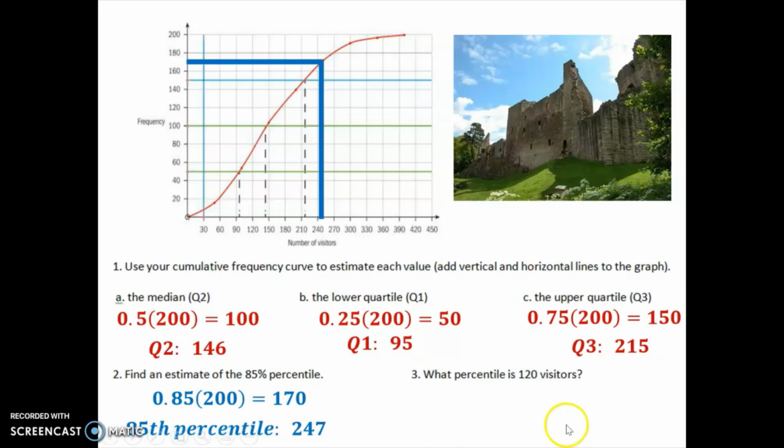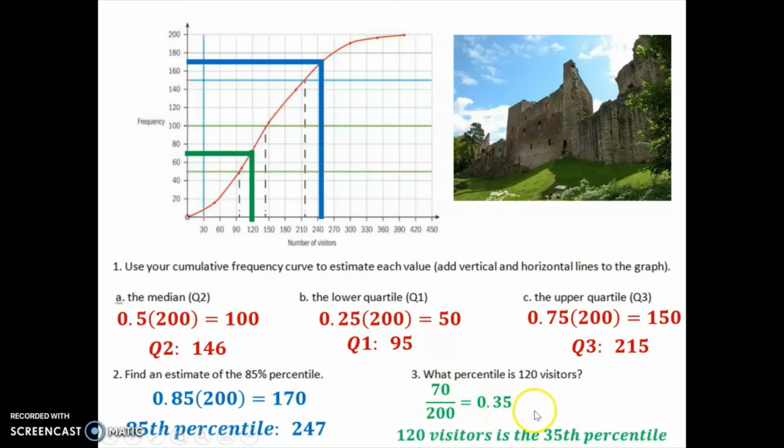Okay, final question. What percentile is 120 visitors? Find that. In this case, we begin at 120 visitors here, go up, across, and we get to about 70 on the axis here. And 70 out of our whole 200 is 0.35. That means 120 must be the 35th percentile.